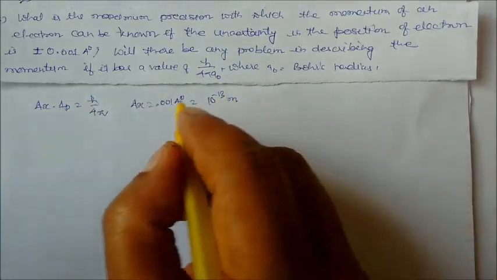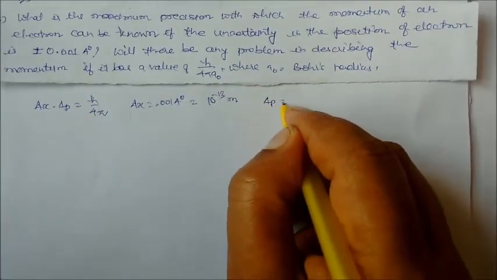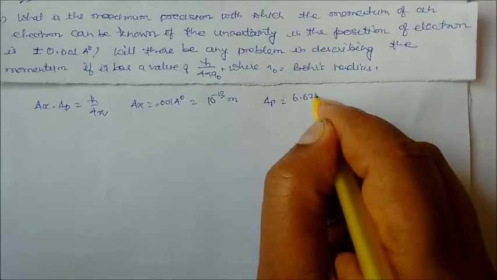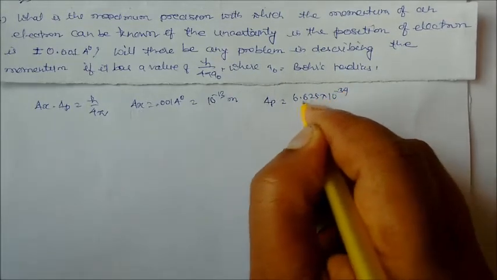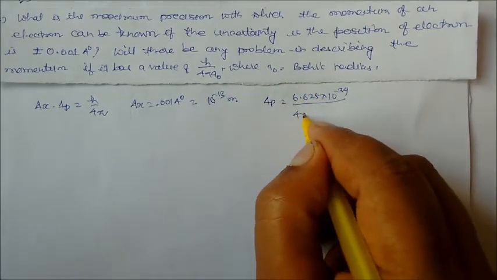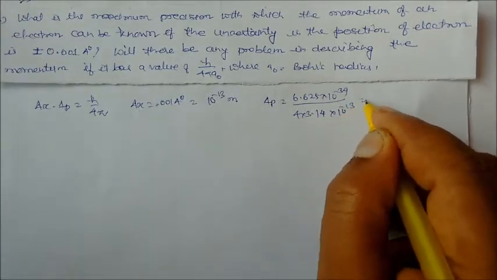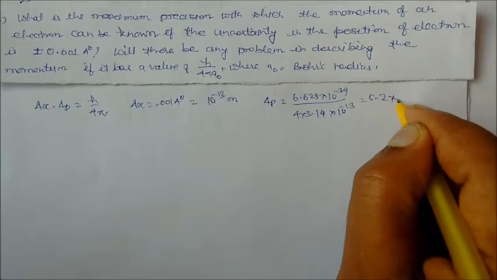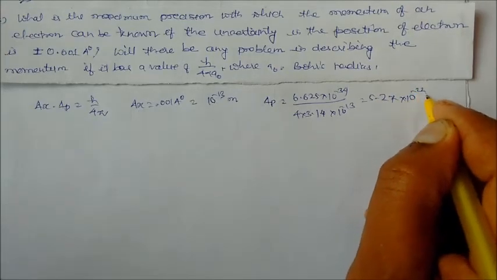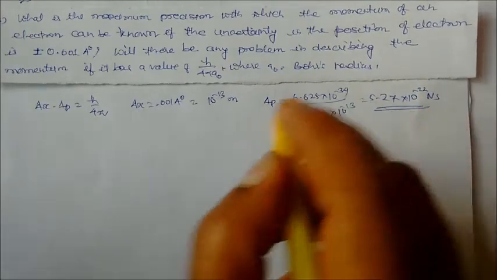And delta p is how much? Delta p is 6.625 into 10 to the power minus 34, divided by 4 into 3.14, that is 4 pi, into 10 power minus 13. On solving you will get 5.27 into 10 to the power minus 22 Newton second. So this is the delta p.